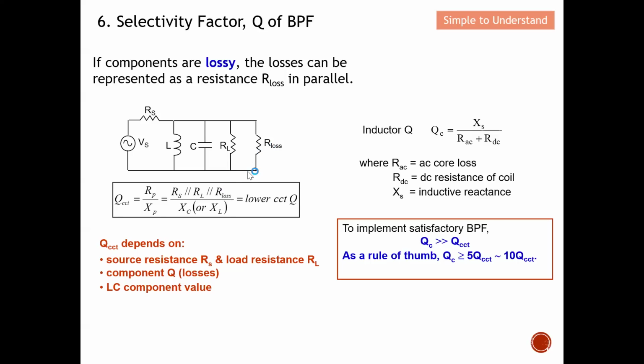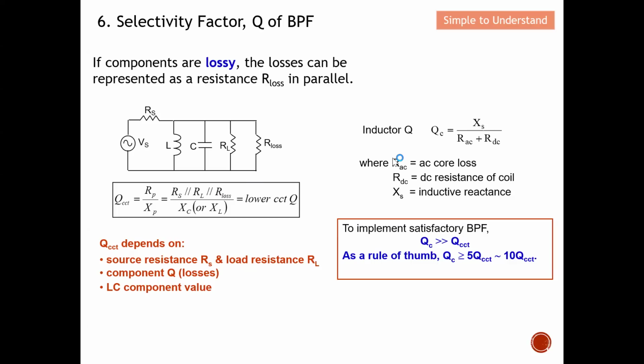When I incorporate this R loss into the circuit Q, the circuit Q most of the time will be lower. This is the definition. Since the components are lossy and have some form of loss, when the loss is quite low, it can significantly impact the Q value, as you can see from this equation here. The Q value depends on the source resistor, as you know from here. Now, besides this source and load resistor, we also need to include the loss of the resistor and also the LC. So how can we resolve this?